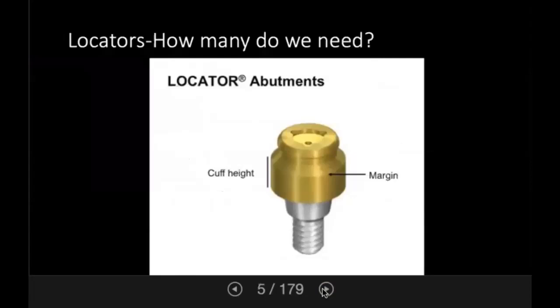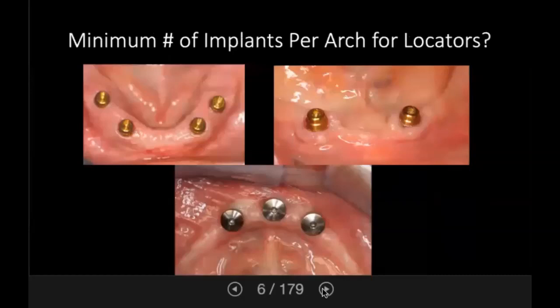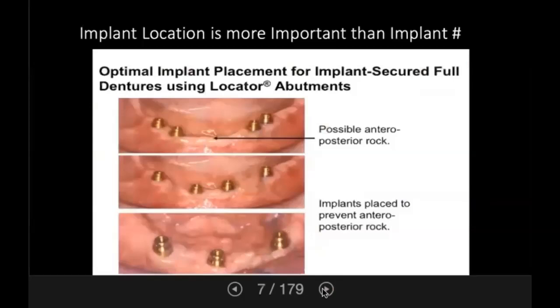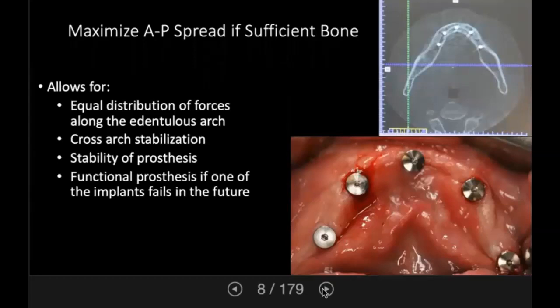How many locator abutments do you need for a stable prosthesis? The minimum number of implants for the mandible is 2. Due to the poor bone quality of the posterior maxilla, the minimum number of implants and locators for the maxilla is 4. Equally as important as implant number is implant position. Implants should be placed to minimize anterior-posterior rocking forces and to allow for cross-arch stabilization of the prosthesis. I prefer the placement of 5 implants per arch to allow for an equal distribution of the forces along the dentulous arch, cross-arch stabilization, enhanced stability of the prosthesis, and in the event that one of the implants fails over time, the patient will still have a functional prosthesis.